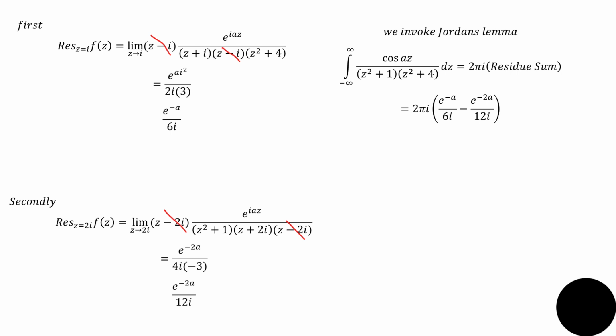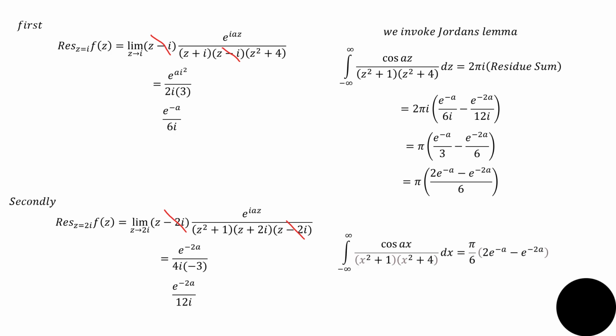So we have 2 pi i is equal to e to the power of minus a over 6i minus e to the power of minus 2a over 12i. Let's get rid of the 2 and the i terms from the denominators. This gives us pi times the brackets e to the power of minus a over 3 minus e to the power of minus 2a over 6. We can make these two terms have the same denominator by timesing the first one by 2. So therefore we have it all over 6.